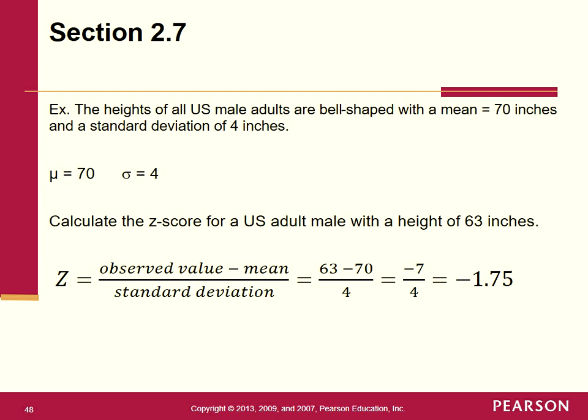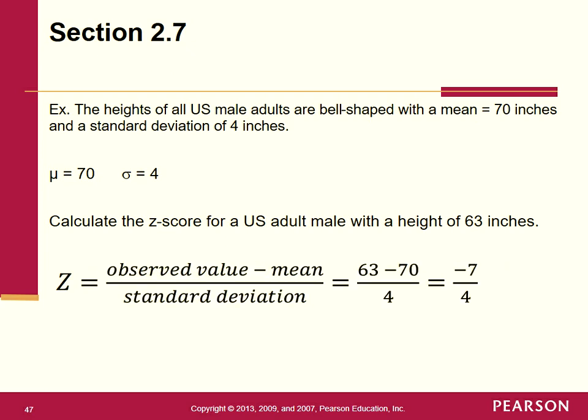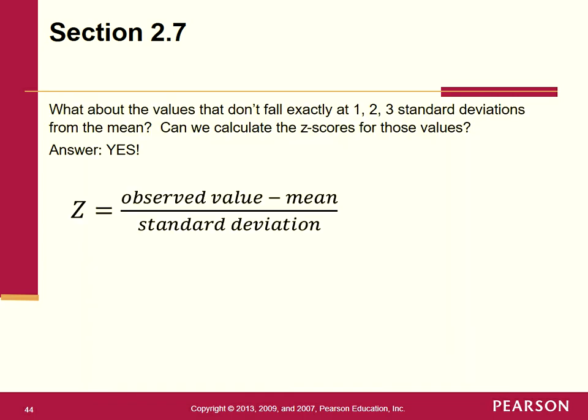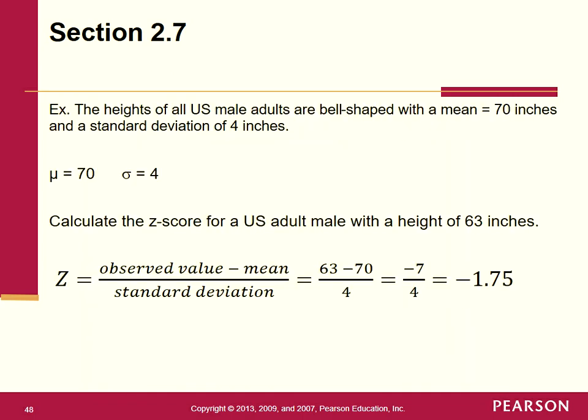Now, does that make sense? Let's take a look at our graph. Okay, let's go back a couple of slides. Let's see, 63 is right here, and that's between a negative 1 and a negative 2, right? And we fully expected that it should have been between a negative 1 and a negative 2 for a z-score. So it makes perfect sense that we came up with a negative 1.75 for that z-score. All right, so we can do that for any height.